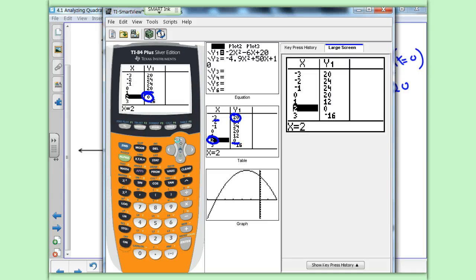So you can use that table of values and put those numbers there, okay? All right.